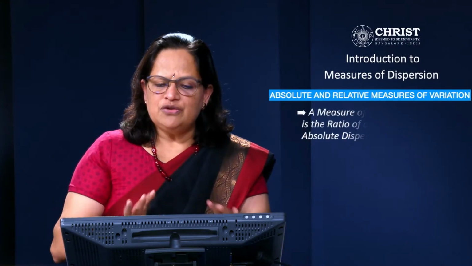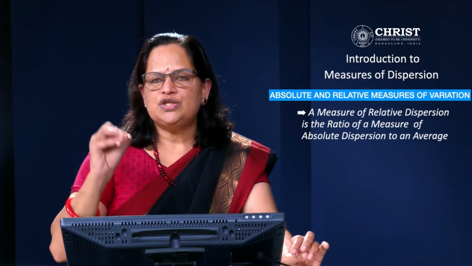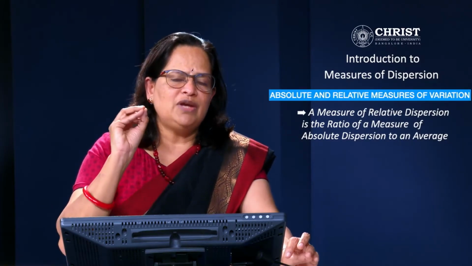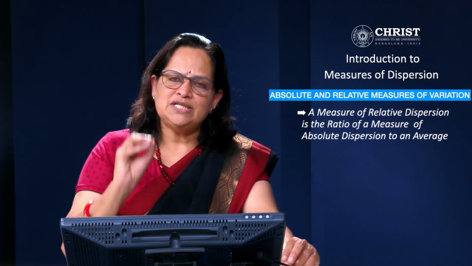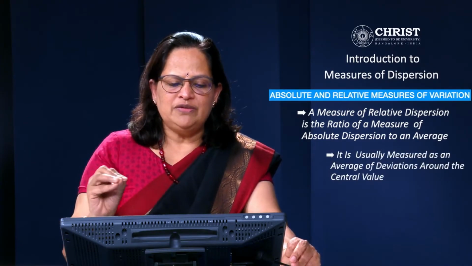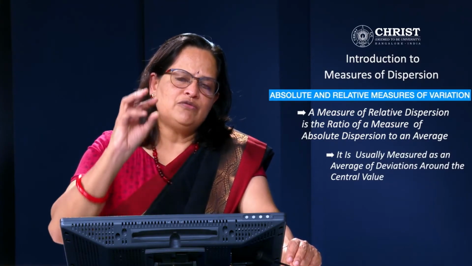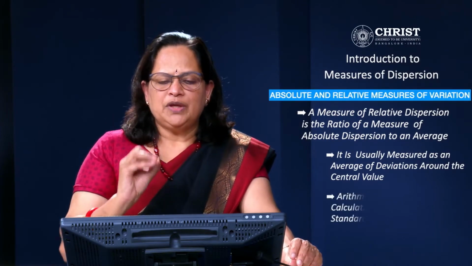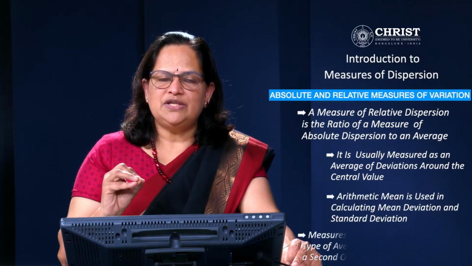Now, a measure of relative dispersion is the ratio of measure of absolute dispersion to an average. Whenever we say average, we have to remember we are talking about the mean, because mean computation is based on each and every value in the observation. Then it's usually measured as an average of deviations around the central value. So how this series is different from the mean value, that is what we are going to do with the calculation. Now arithmetic mean is used in calculating mean deviation and standard deviation.